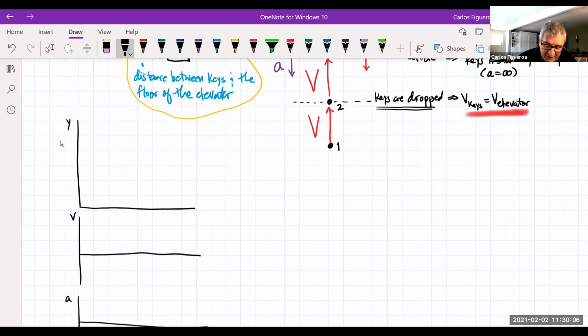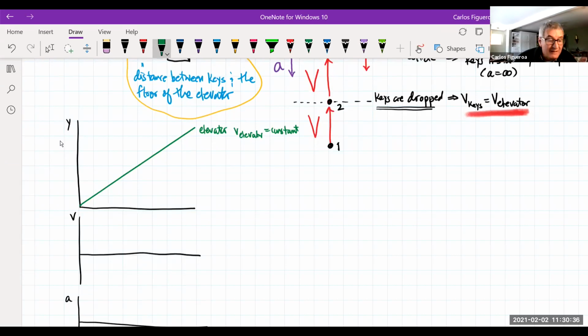What do I expect here? The elevator is always moving at constant velocity. So if I look at this thing, that means that the elevator, if it's moving at constant velocity, must always be doing this type of thing here. Right? So this guy is the elevator, which is at constant speed, no matter what.